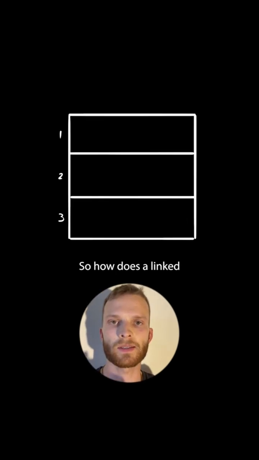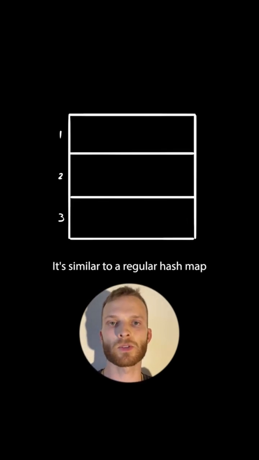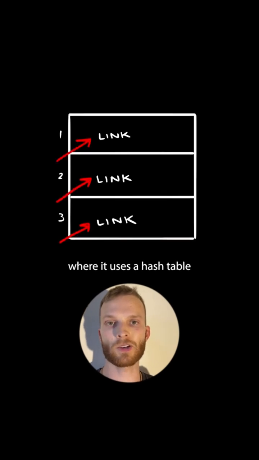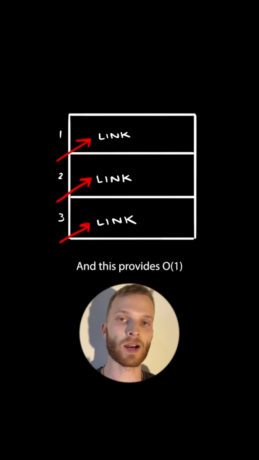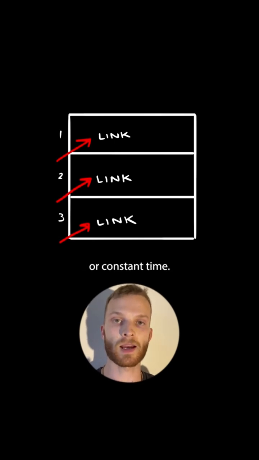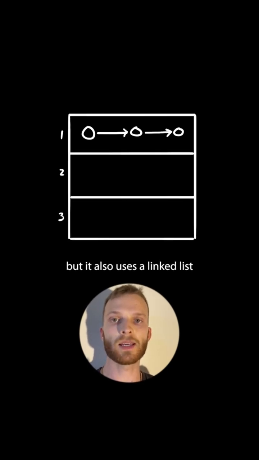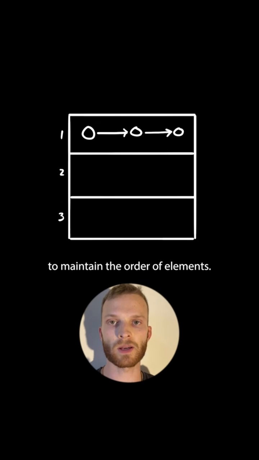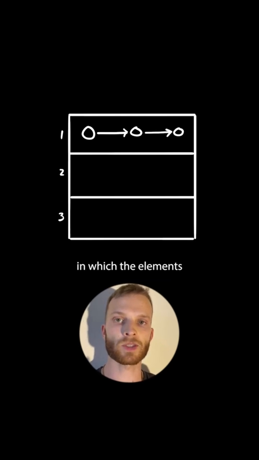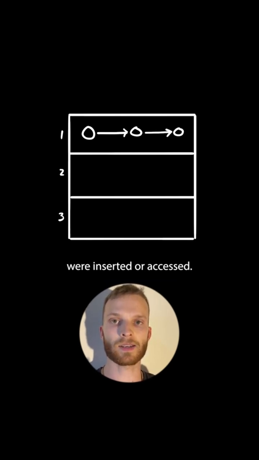So how does a linked hash map work? It's similar to a regular hash map, where it uses a hash table for quick access to elements based on their keys, and this provides O(1), or constant time, lookup. But it also uses a linked list to maintain the order of elements. It preserves the order in which the elements were inserted or accessed. But this video isn't really about specific data structures, so I'm not going to go super deep into that.